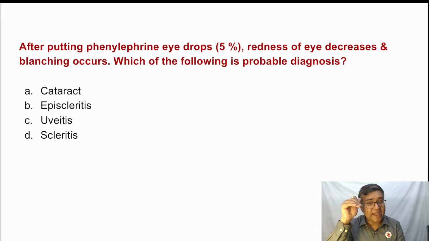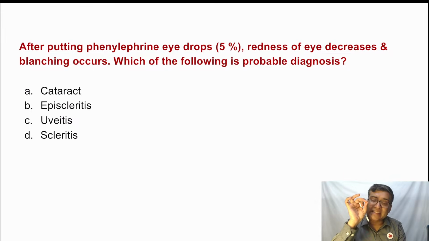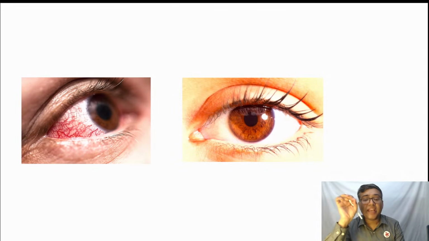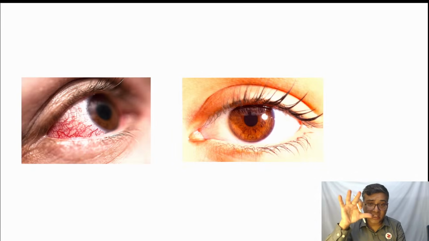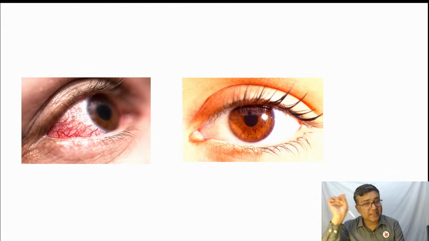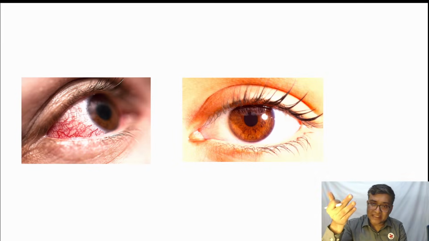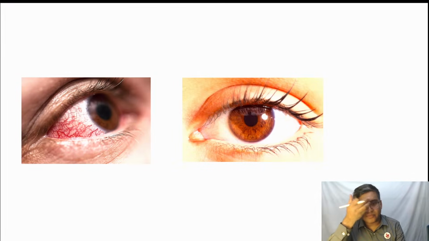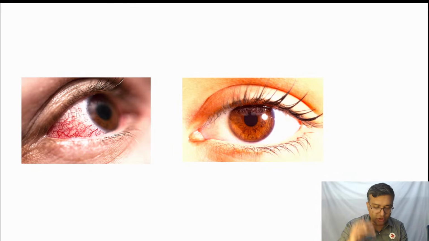Now remember, in uveitis the inflammation is interior, okay? And if you put a phenylephrine eye drop, it would not basically help. Similarly, in scleritis there is a deep inflammation that would also not get resolved with the help of phenylephrine. If there is a resolving of the redness, as you can see in this picture, that is because the inflammation is of the episclera, that is episcleritis, okay? So in episcleritis, you put a phenylephrine eye drop and the eye goes clear. So that is basically your diagnosis.